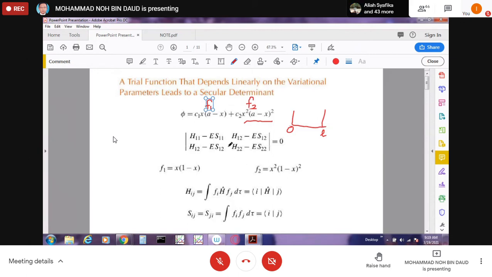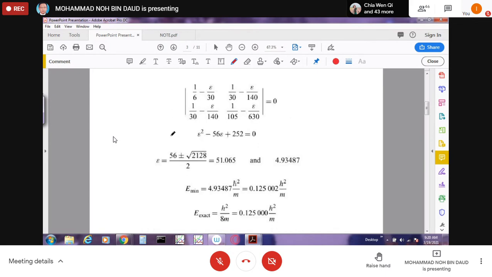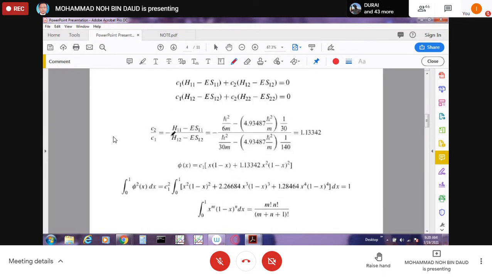As I said earlier, for these two basis functions, we can construct this 2 by 2. This is a non-trivial solution of what? Of these two simultaneous equations.